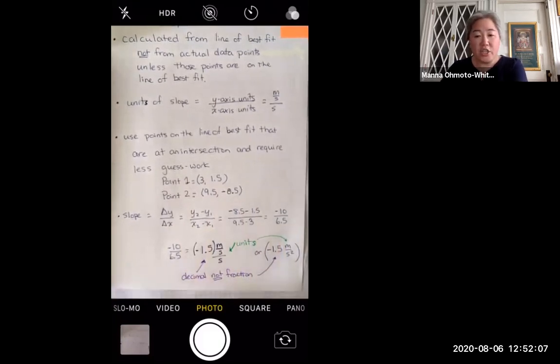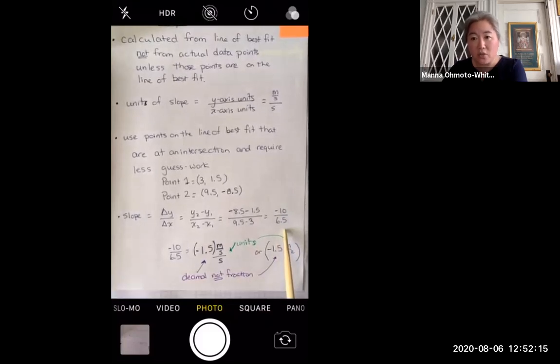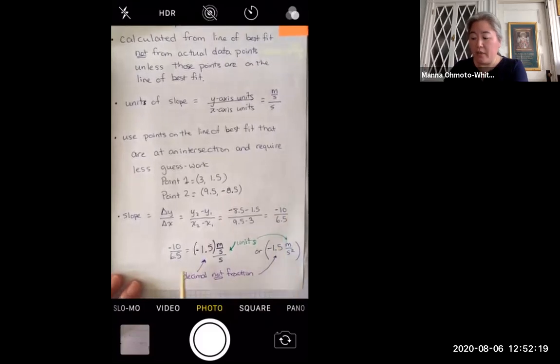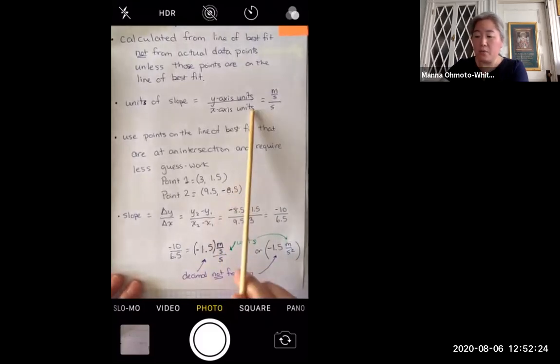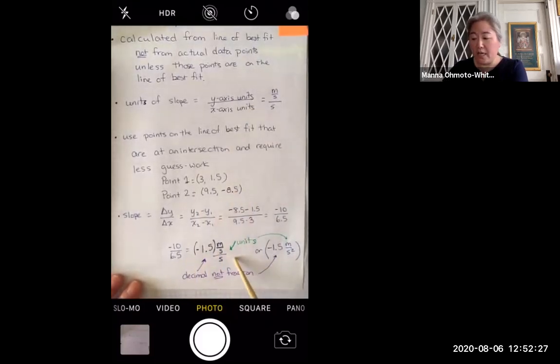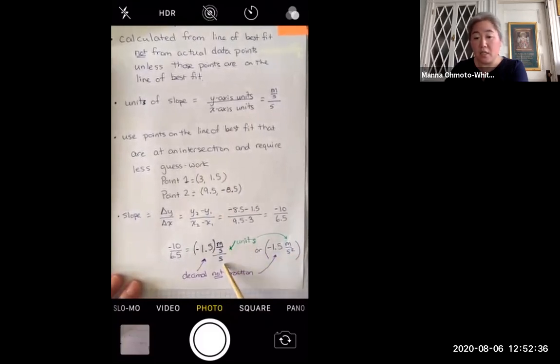And just as a point of reference, if time is on your x-axis, your change in x should always be positive, just to make sure that you're subtracting the right thing. So negative 10 over 6.5 becomes negative 1.5, and then I have to put the units in, which are my y over x-axis units, so meters per second over seconds, or I get negative 1.5 meters per second squared. You can either leave it as meters per second, or change it to meters per second squared, whatever you feel most comfortable with at this point.